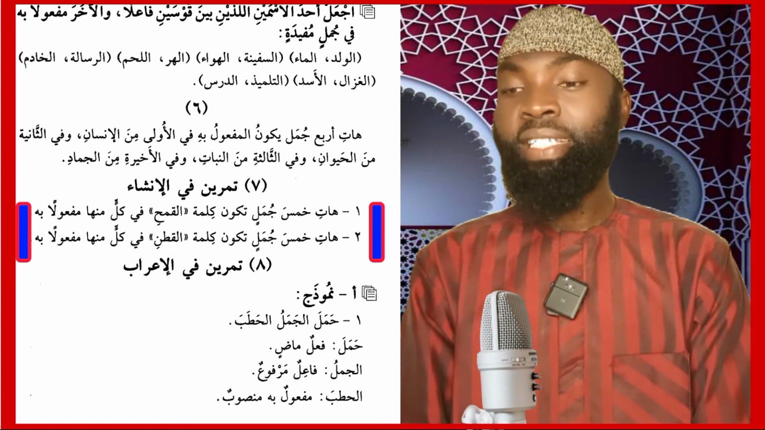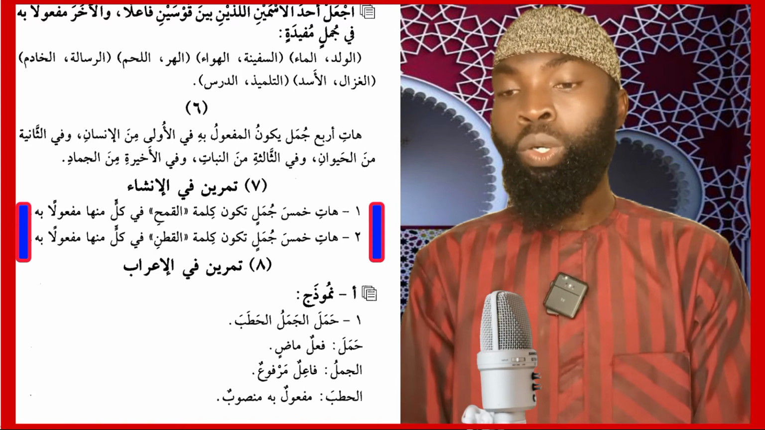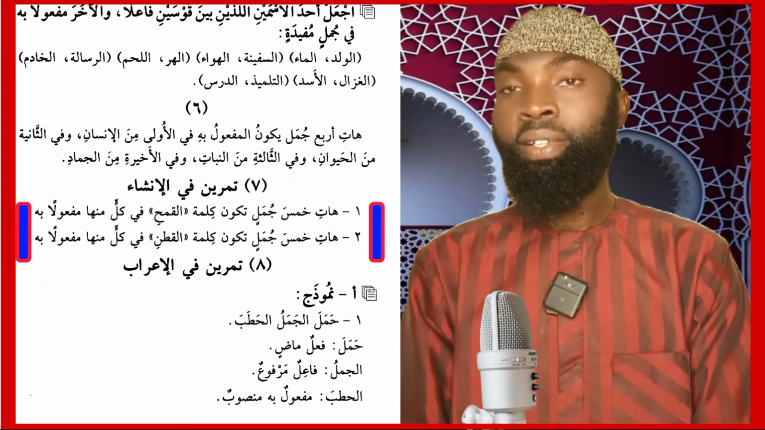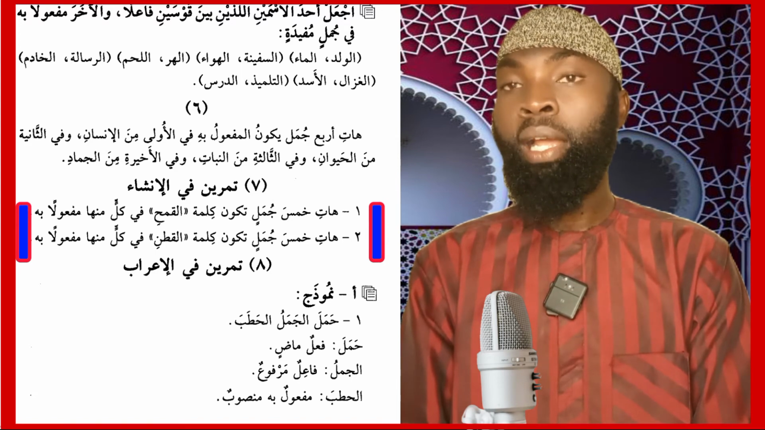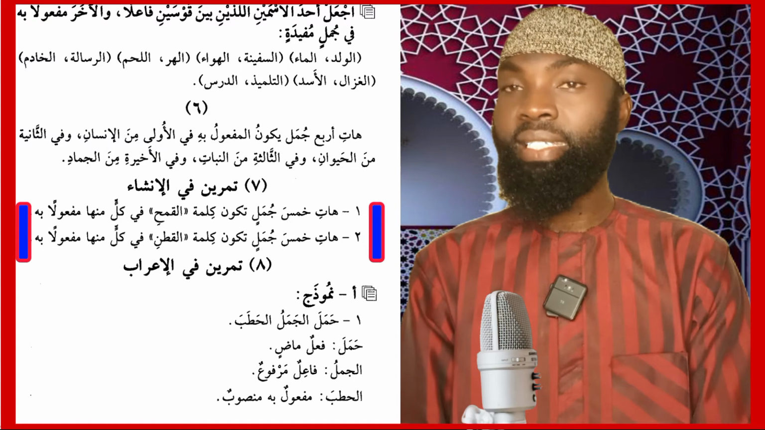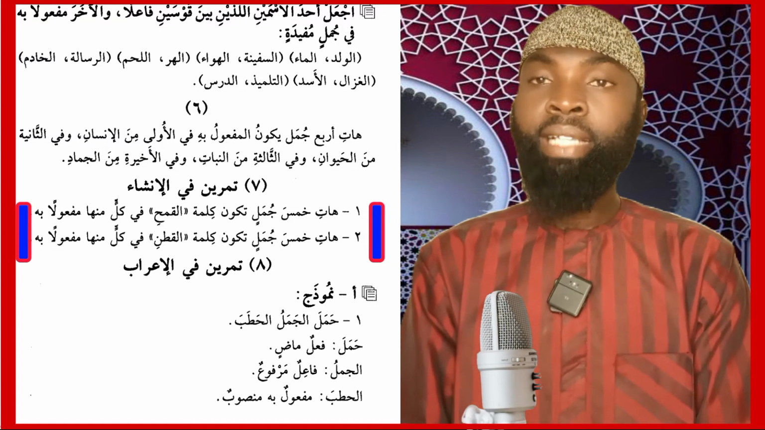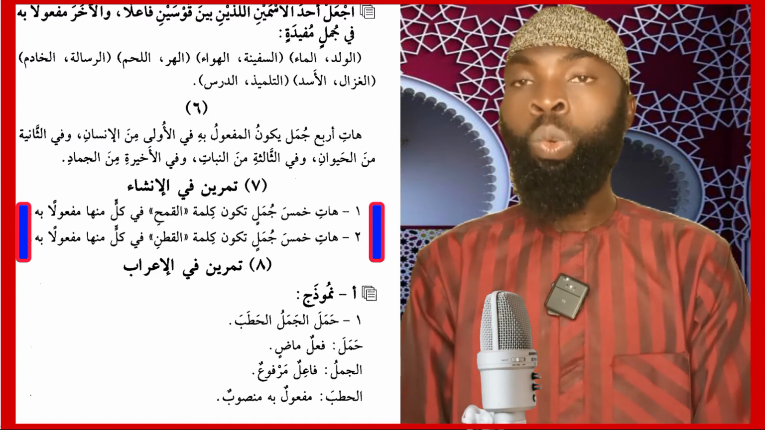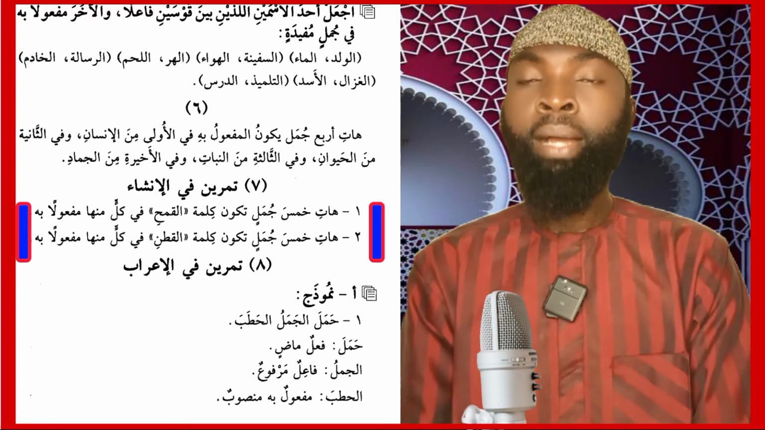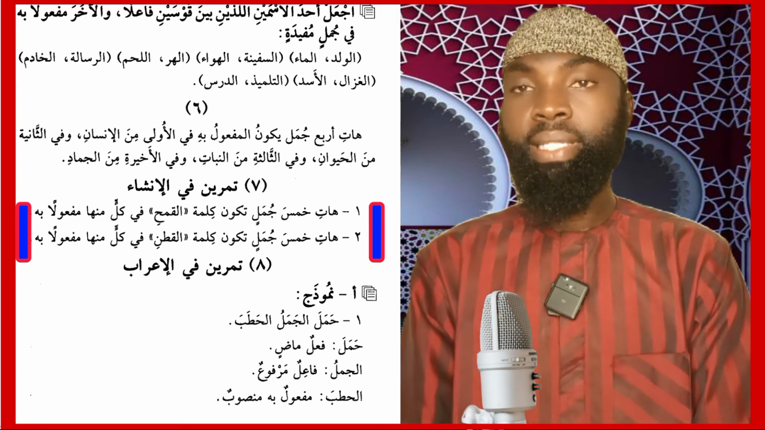That we should form 5 sentences, making sure that the word al-qamha, which is wheat, is acting as maf'ulun bih, the object in each of these sentences. We can say number 1, zara'a al-fallahu al-qamha. The farmer planted the wheat.